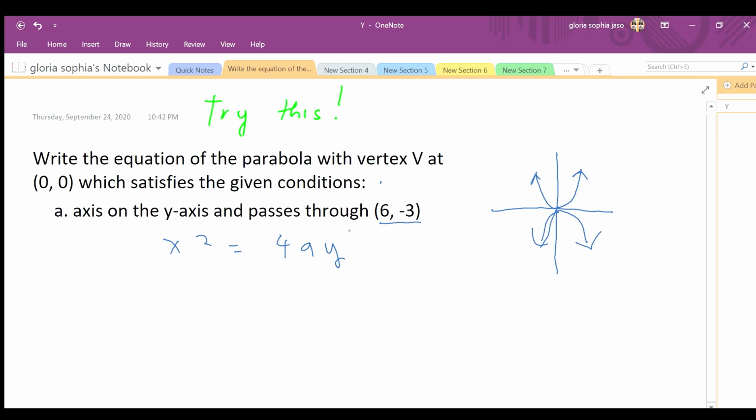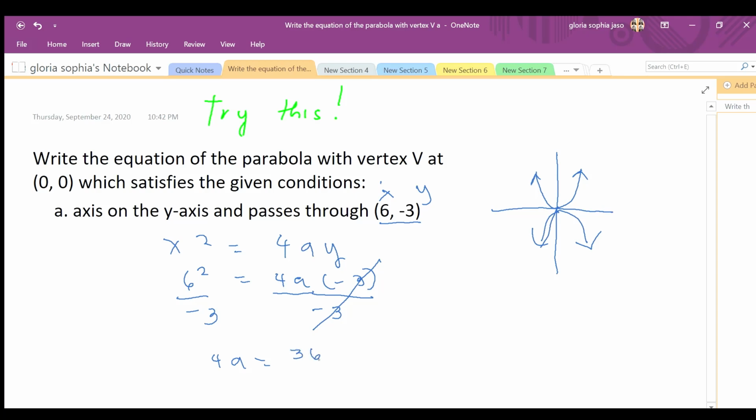to find the value of 4a, we will use this. So this is x, y. We will substitute into the equation, so that 6 squared equals 4a times y, which is negative 3. To finally solve for a, we just have to divide both sides by negative 3. Okay, so cancel this. We will have 4a equals 6 squared, that's 36 over negative 3, and that is equal to negative 12. So this is our 4a.